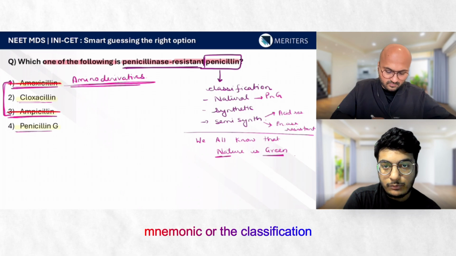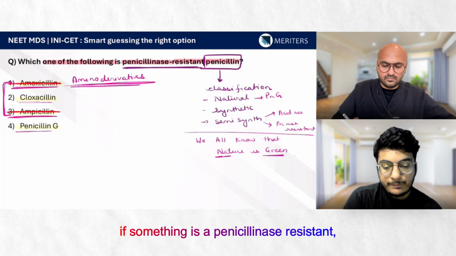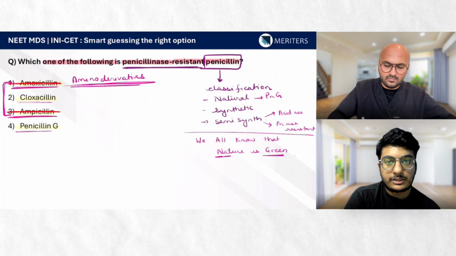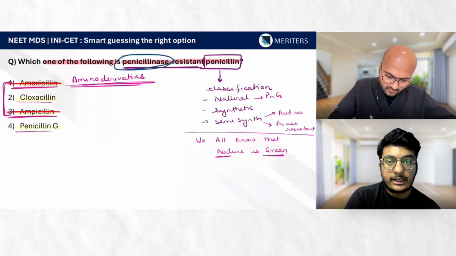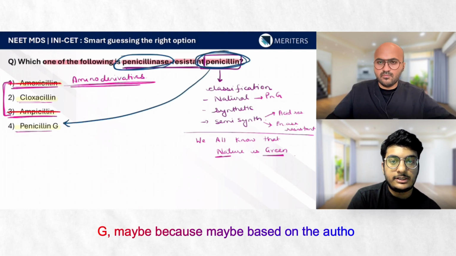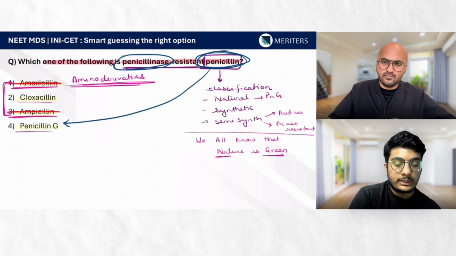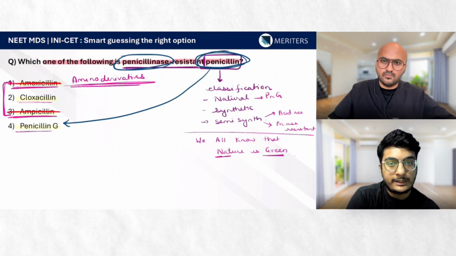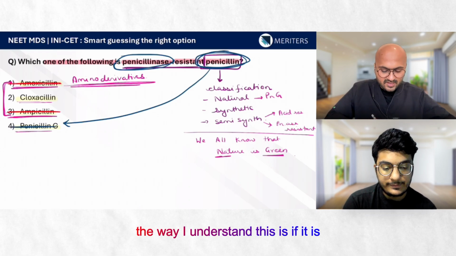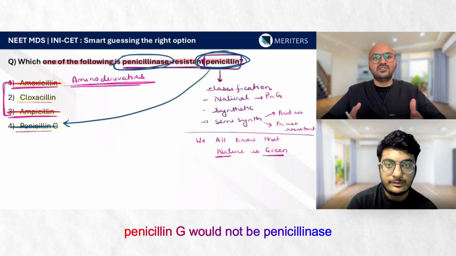Now let's say you are not familiar with the mnemonic or the classification, that penicillin G is the natural form. Even then, if something is penicillinase resistant, like a very extreme version, they are asking. Penicillin G sounds like a very basic name, like an initial, maybe based on the author who gave it or something like that. But cloxacillin seems very different, something new. So there's a high likelihood that cloxacillin might be the correct answer in this question as opposed to penicillin G. So the way I understand this is, if it is penicillinase resistant penicillin, it cannot be penicillin G, because penicillin G would not be penicillinase resistant.